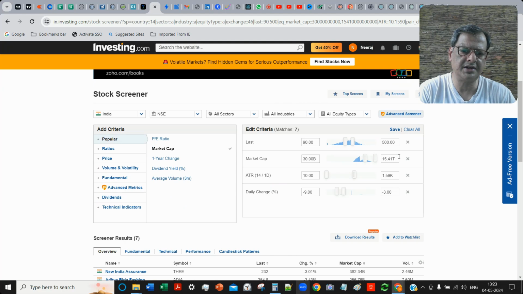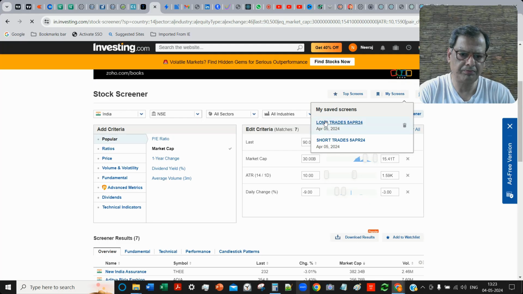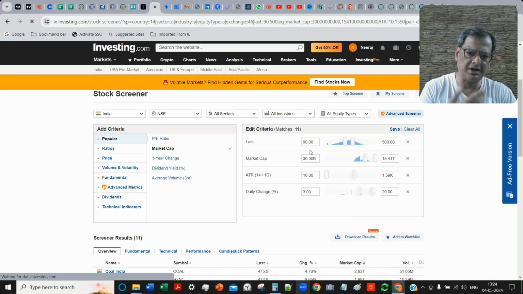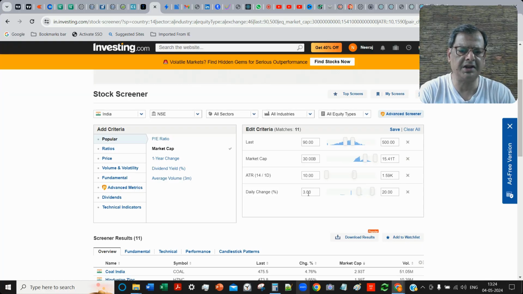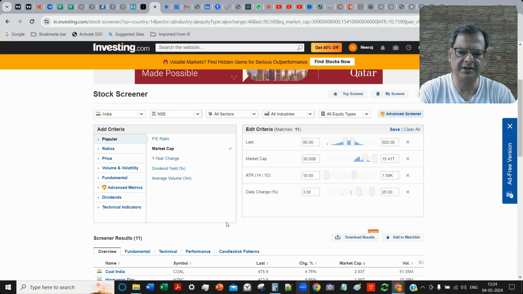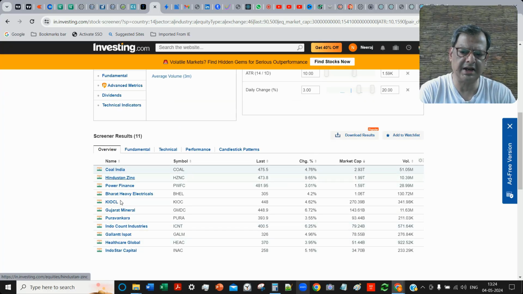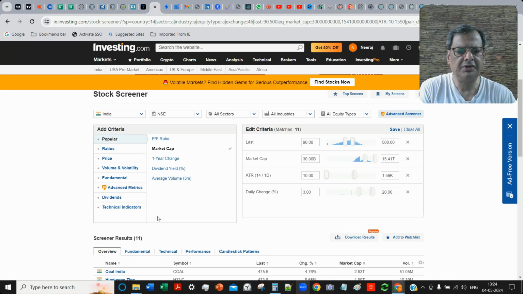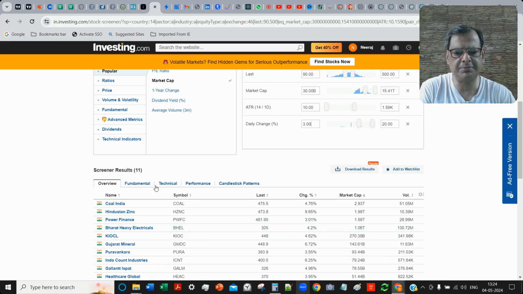Similarly, if Nifty is bullish, you can create a bullish scanner also. See, I've named it long trades, and again the price between 90 and 500. Everything is the same, excepting here the daily changes between 3 and 20%. And it'll give me a list of stocks, and I can add the stocks to my broker app and start trading them. If the market is bullish, I will run this bullish scanner, add a few stocks, and then take bullish trades wherever I get a chance.